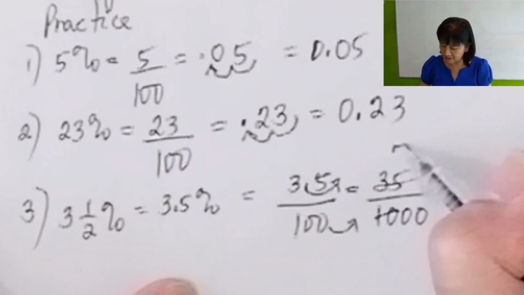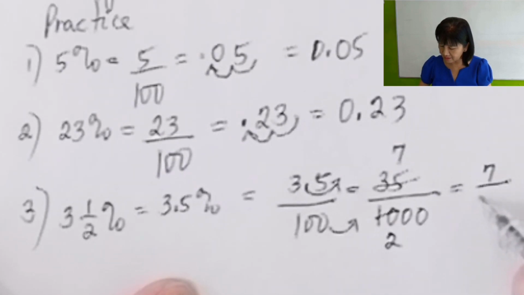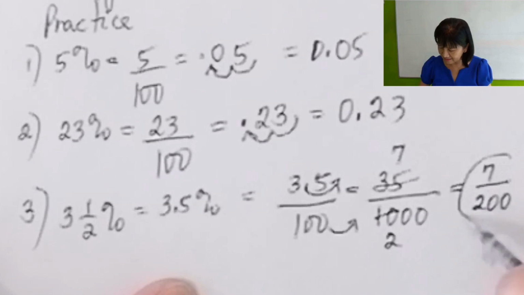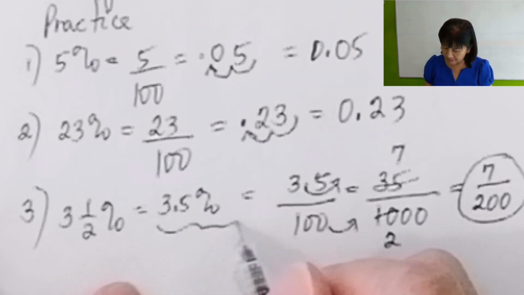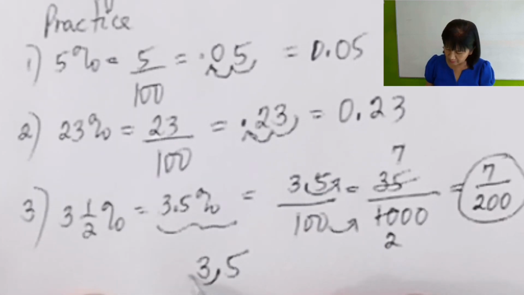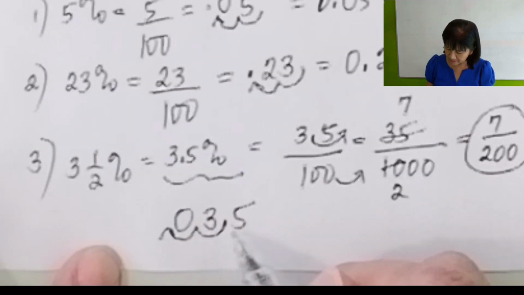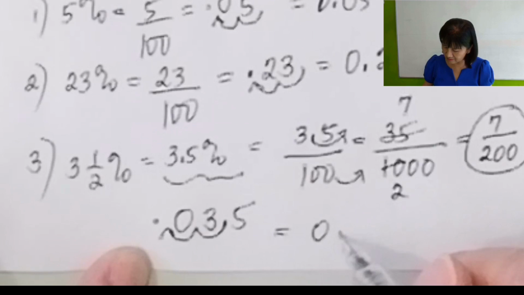35 divided by 5 is 7. 1,000 divided by 5 is 200. So your final answer is 7 over 200. There, as a fraction. But as a decimal, this will give you 3.5%. So you move the decimal point 2 places to the left. There, 1, 2. So your final answer is 0.035.